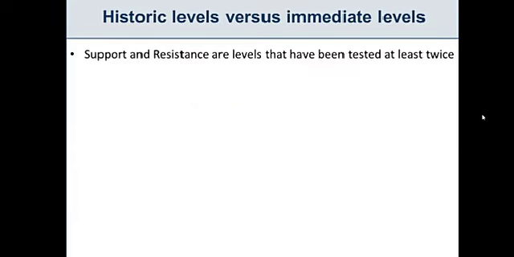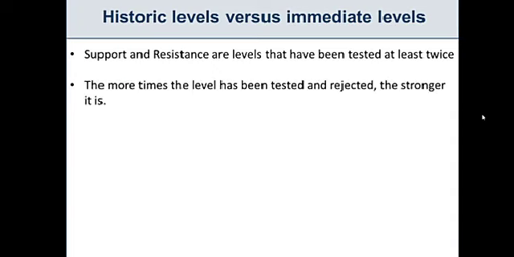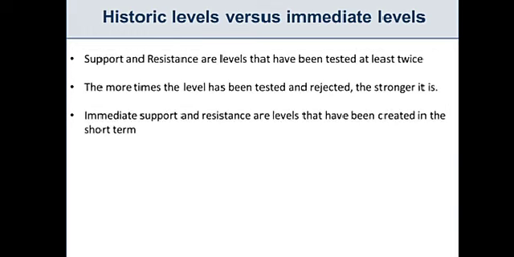Well, first of all, let's define what support and resistance is. Support and resistance are levels that have been tested at least twice. The more times the level has been tested and rejected, the stronger the level is. Immediate support and resistance are levels that have been created in the short term. Let me explain what this means.